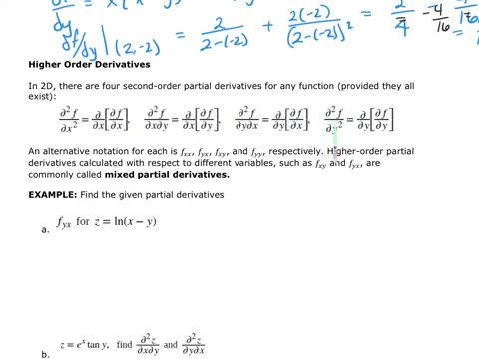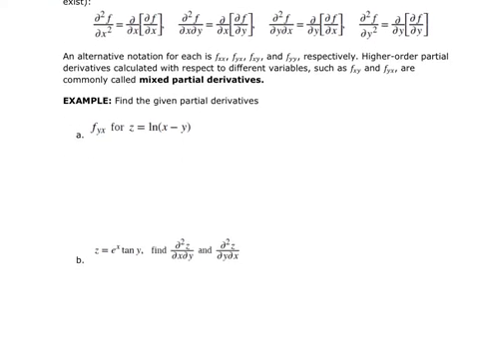So order matters. If you see the partial f with y then x, that means we do the derivative with respect to y first and then x. If you see x and then y, that means you do the partial derivative with x first and then with respect to y. And when we see these with different variables, these are called mixed partial derivatives. Now, of course, in 3-space we get even more exciting things to do.